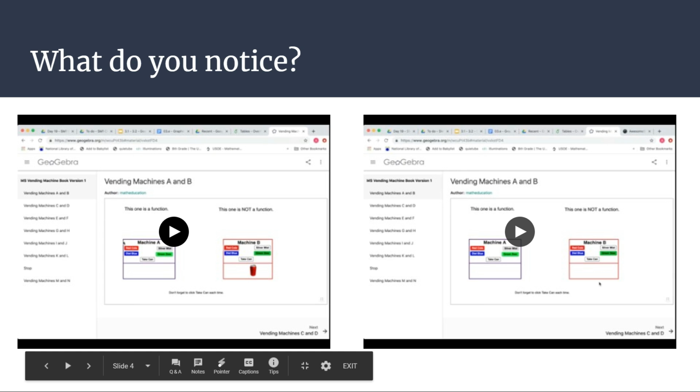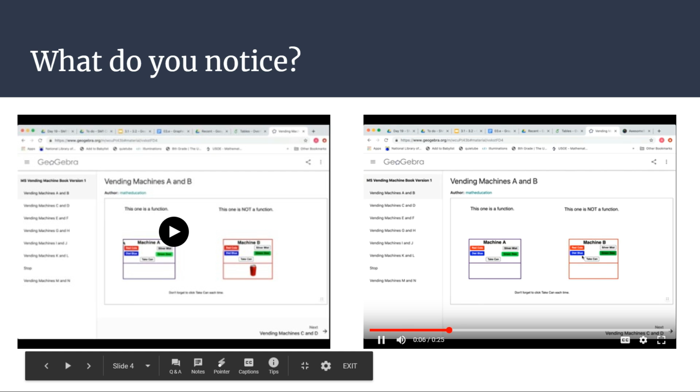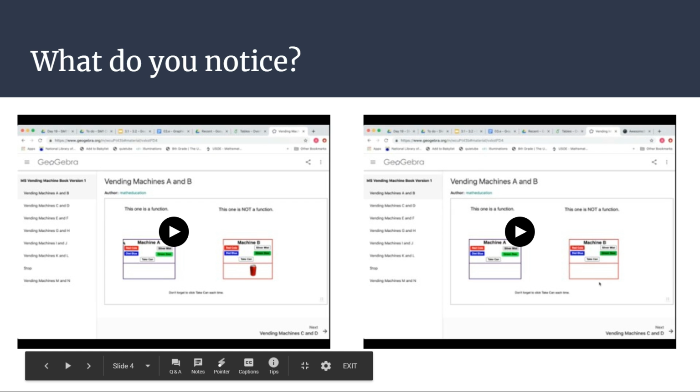Okay? If we look at machine B, this one is not a function. So I'm going through pressing red cola a few times. It seems to work and give me the red one. I press the blue one a few times, gives me the blue. Pressing the silver one, that gave me green. Gave me green again. This time it gave me blue. This time it gave me silver. And then it gave me red. And then when you press the green, it works like expected and you see the green.